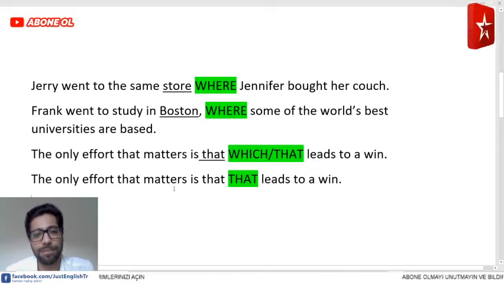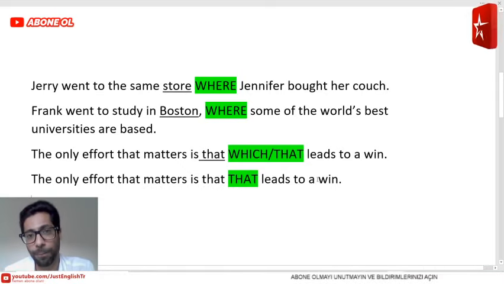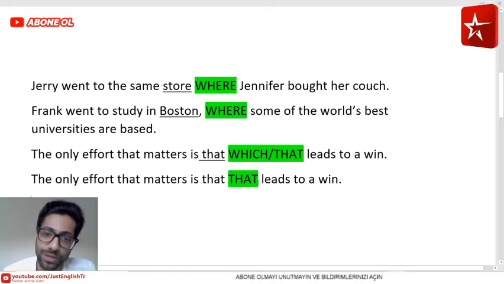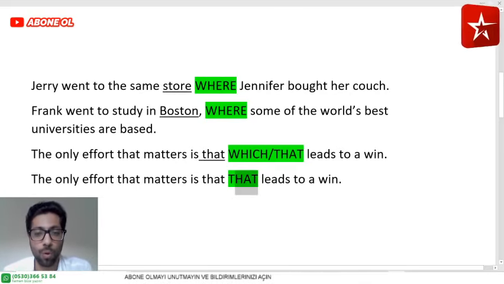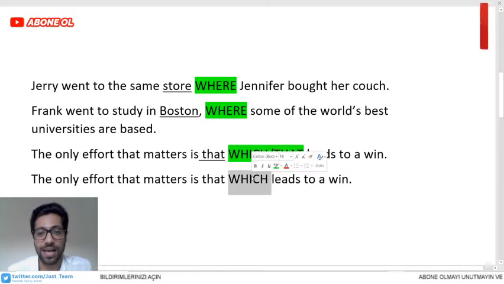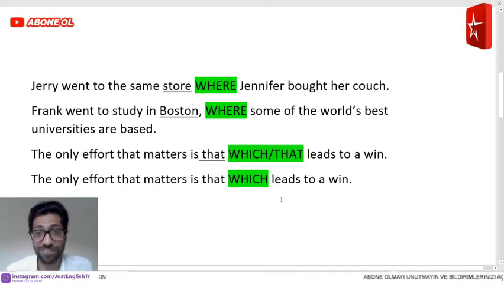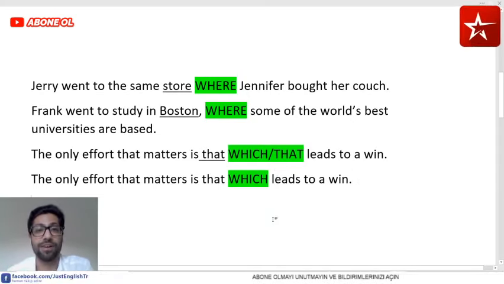So the only effort that matters is that which leads to a win. It's not a problem, but it's confusing. So why do we confuse ourselves when we can use "which" in the sentence? And here you have a diversity of adjective pronouns, and it's perfect there.